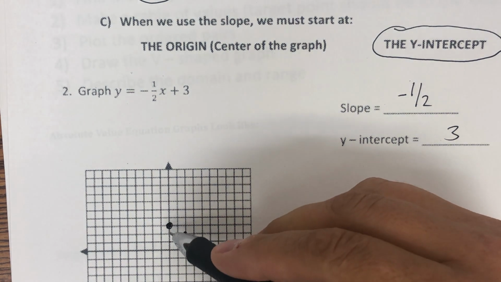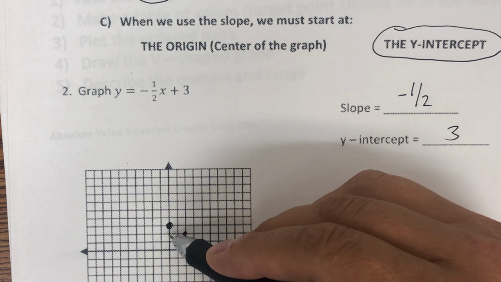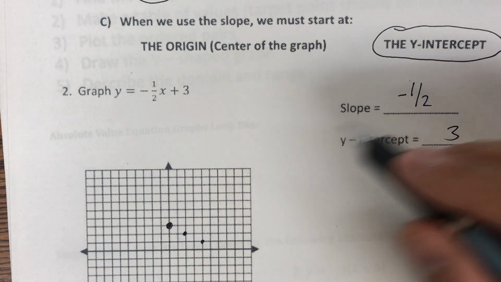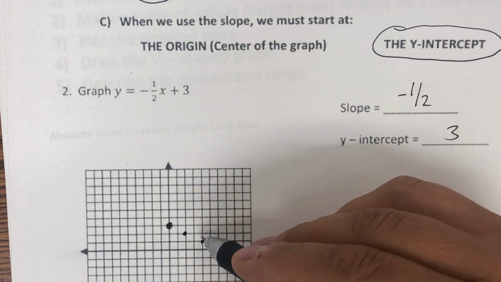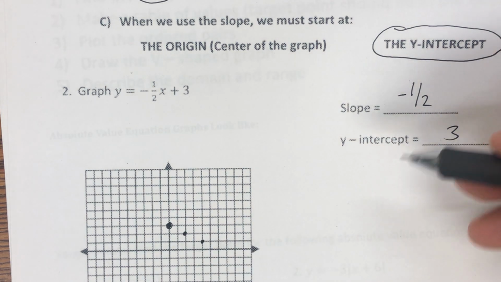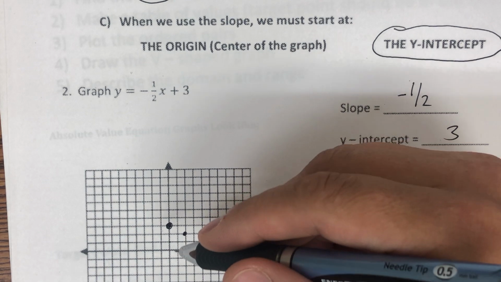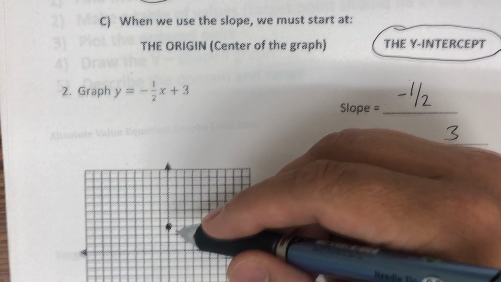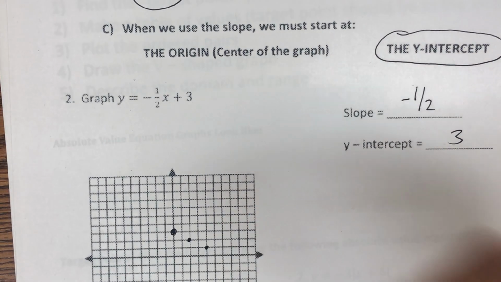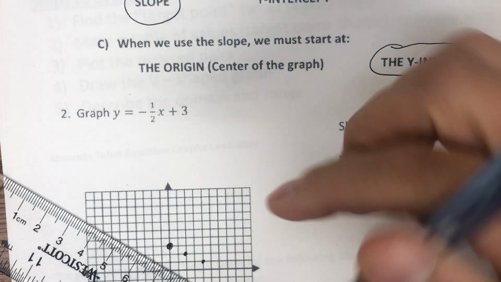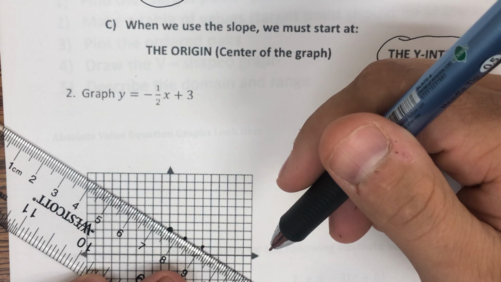With this process, we will always move to the right. If it's positive, we'll go up. If it's negative, we go down, but right is the way we always want to go. So with a -1 over 2, I go down 1, right 2. If it were positive 1 over 2, I'd go up 1, right 2. So our negative move is going down. Do not ever go to the left. Just always take your run to the right. And then we'll connect with a nice straight edge to get a good line.